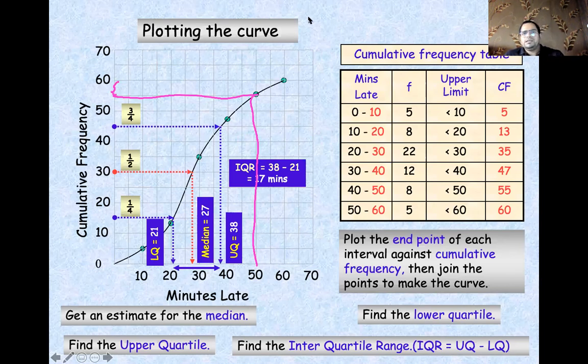So that's how you tackle and create the cumulative frequency. Once again, remember that you take the upper interval and create the cumulative frequency by adding the previous values: less than 10, 5; less than 20, 8 plus 5; less than 30, 8 plus 5 plus 22, and so on. And then you plot the upper interval against the cumulative frequency, and join with a smooth curve, and that's what you get for the cumulative frequency graph.